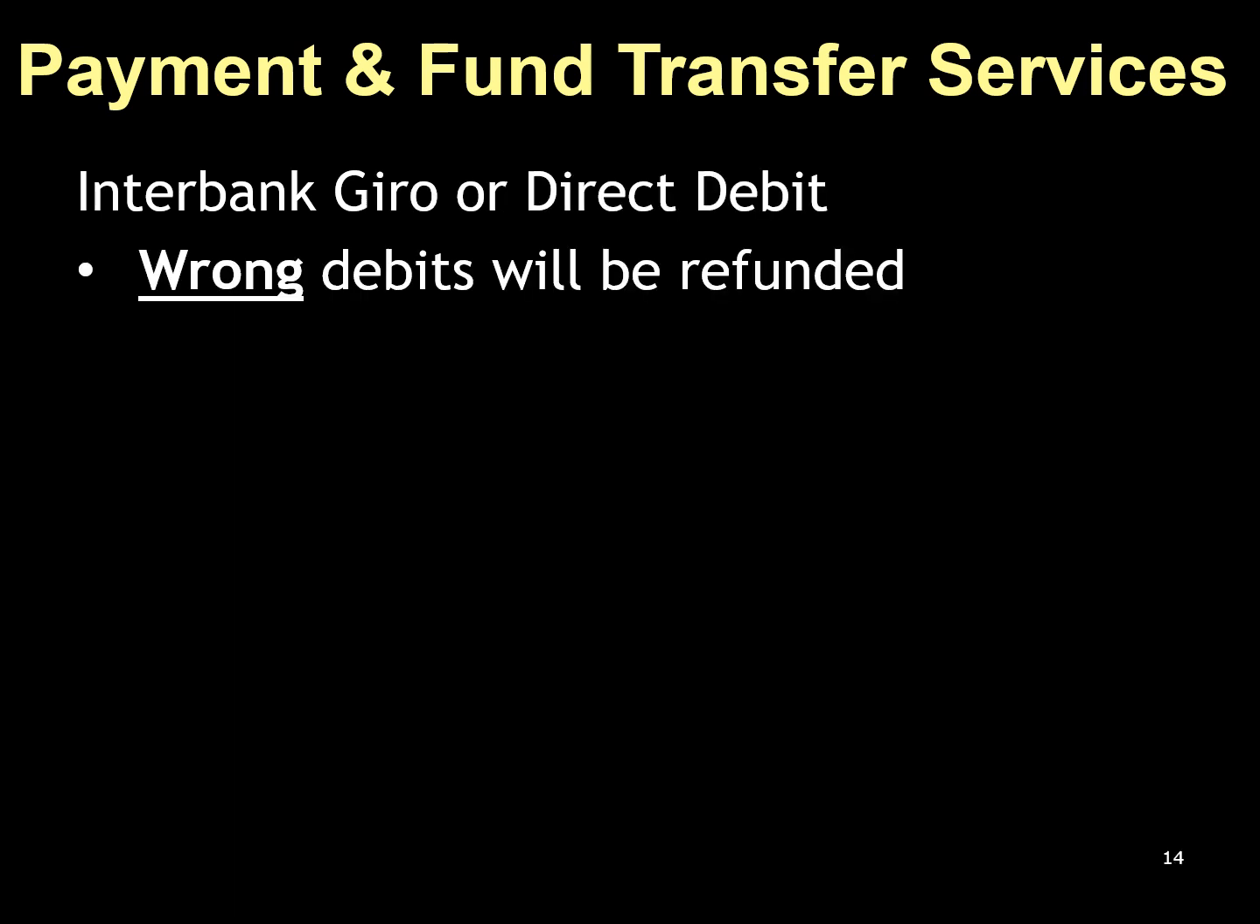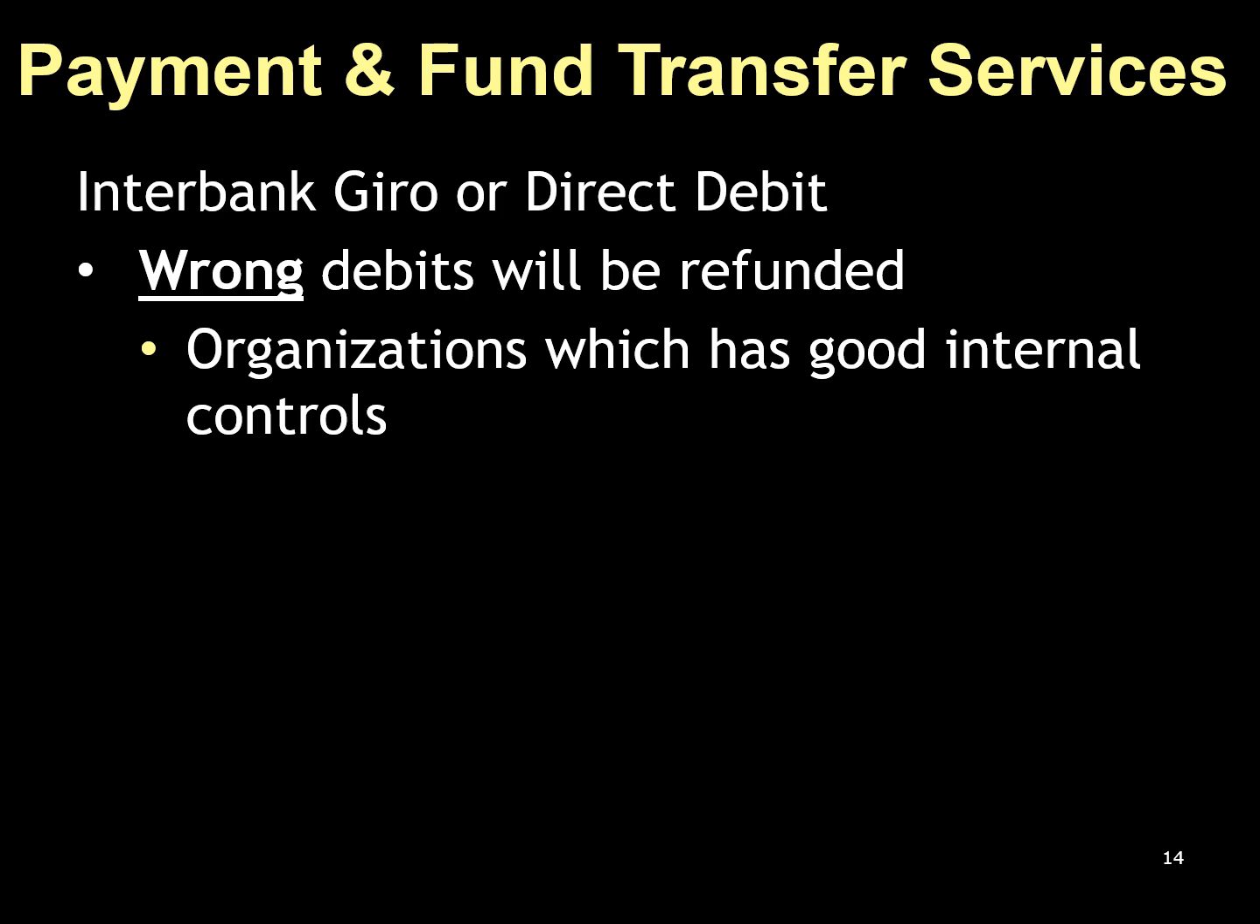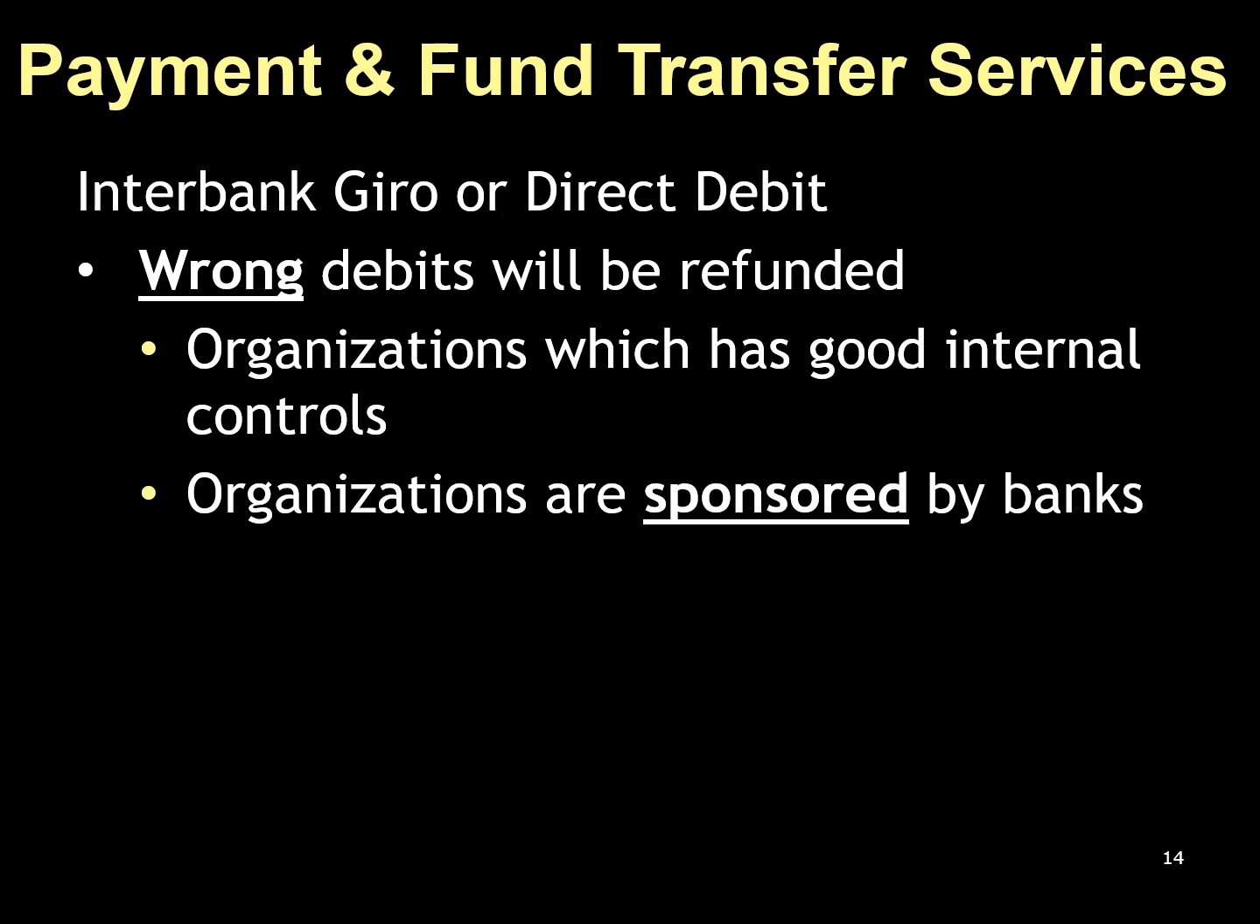What happens if there is a wrong debit, basically a wrong transaction, wrong amount debited? It will be refunded, of course after investigation. Usually organizations have good internal control over this. They will investigate the matter and do the appropriate transaction to correct it. And organizations are sponsored by banks. So basically, the banks will make sure that these organizations are of good standing and do things properly.